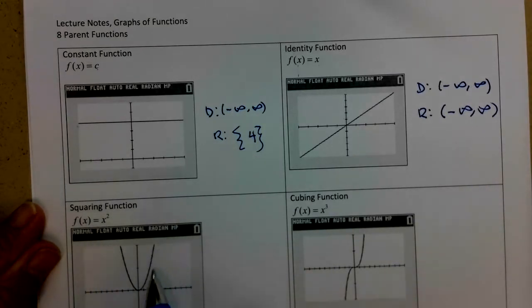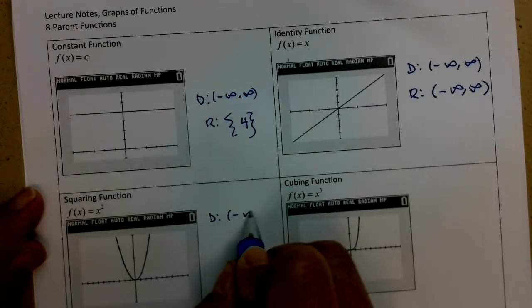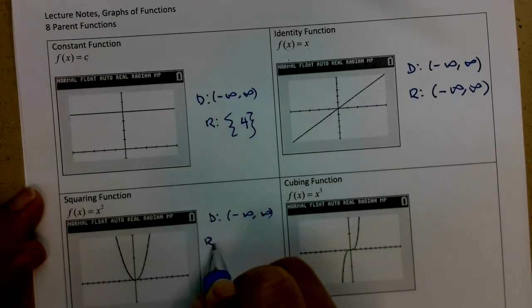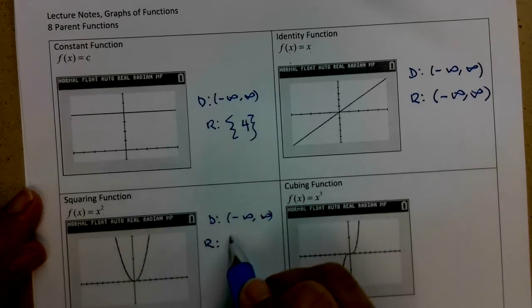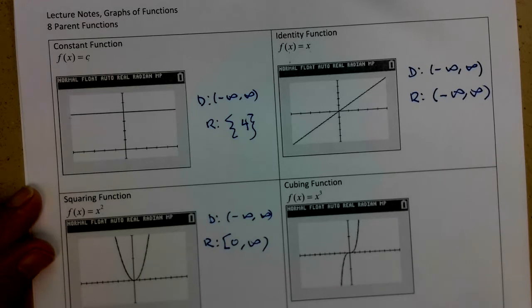And its graph looks like this. It's called a parabola. It also has a domain of all real numbers. The range, you can see it starts at 0 and goes to infinity. So it's only the non-negative ones.